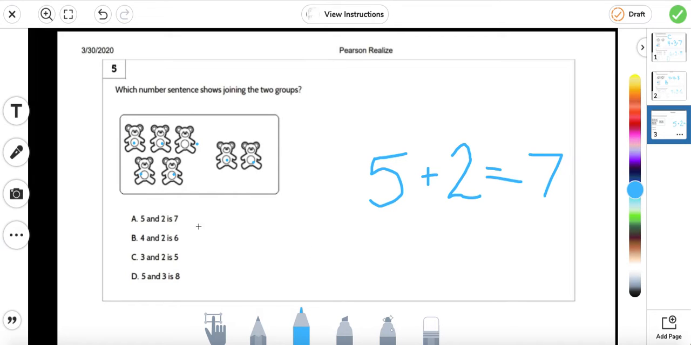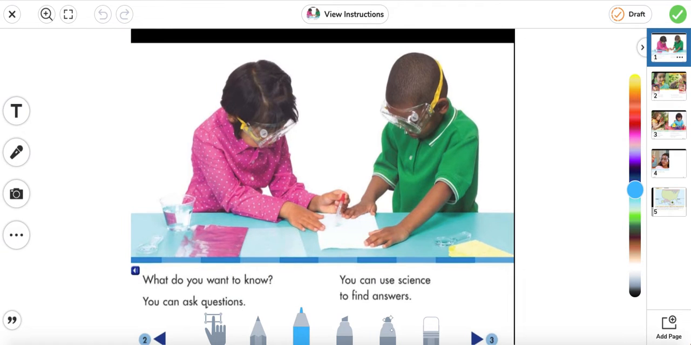So let's see which of these matches our number sentence. A, 5 and 2 is 7. Yes, we found our answer. Our answer is letter A. Great job. Okay, we're going to move on to science and social studies. For science, we're just going to read the story again. And then for social studies, we have one worksheet to do.